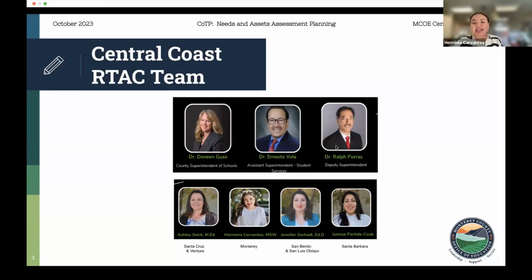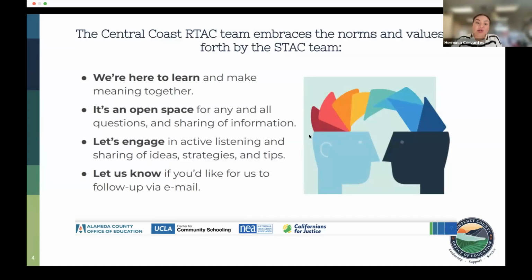Like always, we want to introduce you to the team that is supporting the work at the Central Coast. We are the Central Coast RTAC, and this is our team. We have senior management as well as the coordinators that are going to be supporting all of you, depending on the district that you're in. For today's presentation, I will be facilitating the meeting. I represent and provide support to Monterey County participants, and Junue Partida will also be co-facilitating, and she provides support to Santa Barbara.